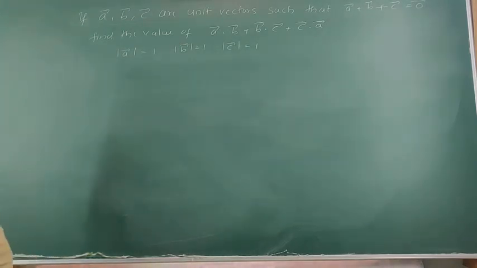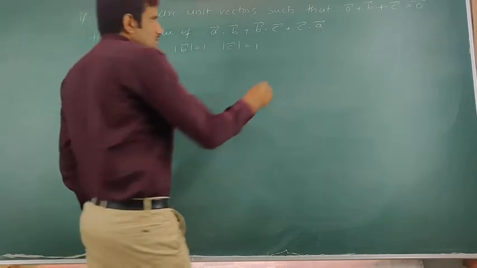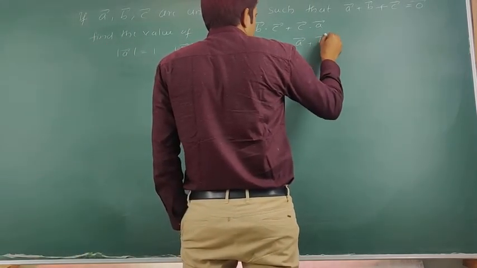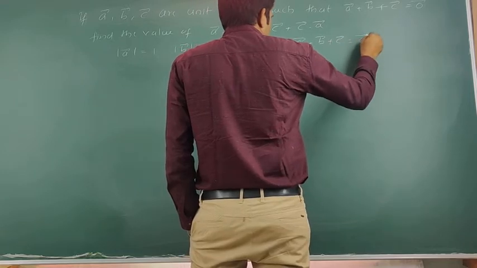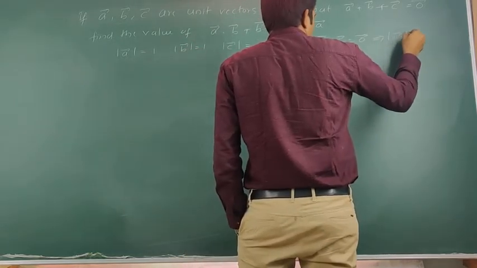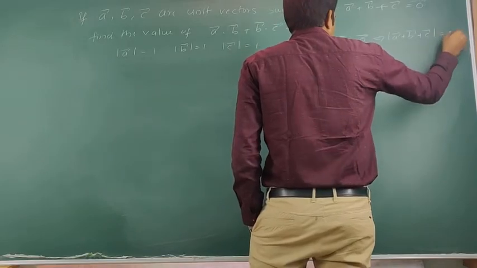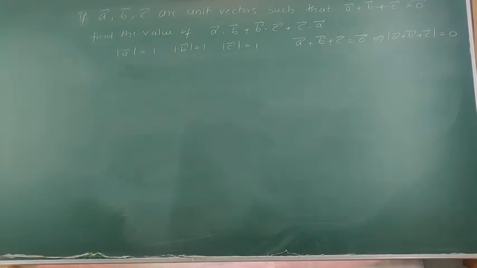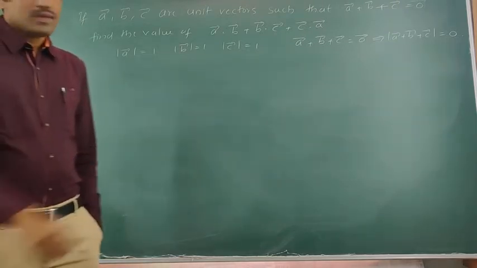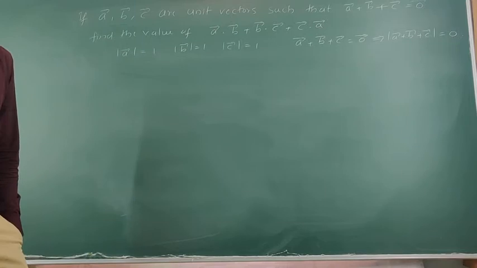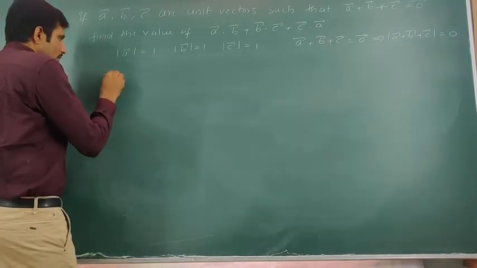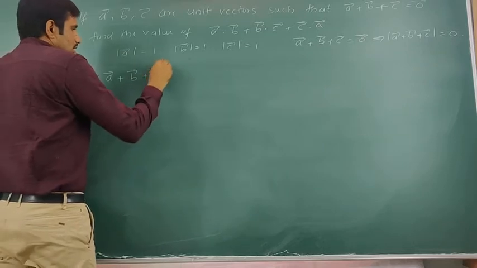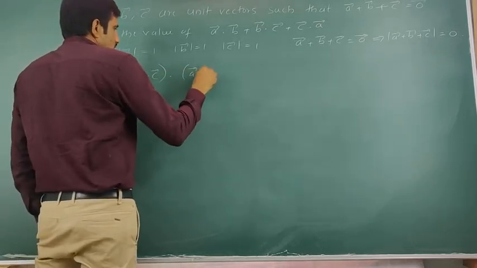See, so magnitude of A is 1, magnitude of B is 1, and magnitude of C is 1. A plus B plus C is 0, that is given. That is vector A plus B plus C, that is 0 vector. So this implies, what is magnitude of A plus B plus C? That is 0. Magnitude of 0 vector is 0. So therefore, A plus B plus C is 0 vector, then magnitude of A plus B plus C is 0. See, here I will do A plus B plus C dot A plus B plus C.